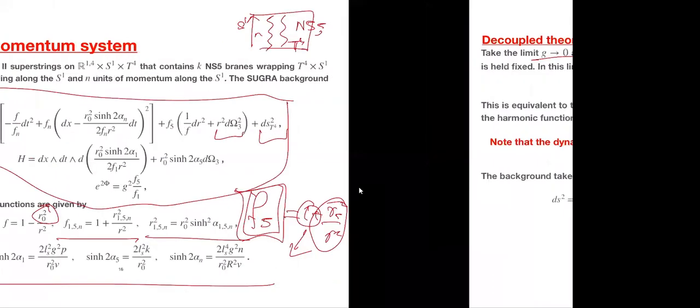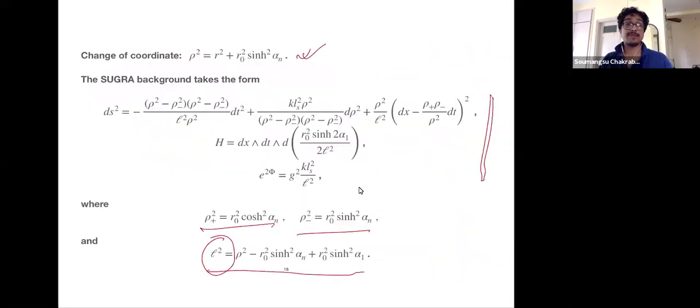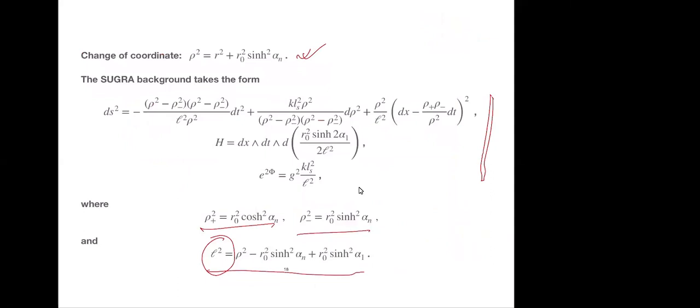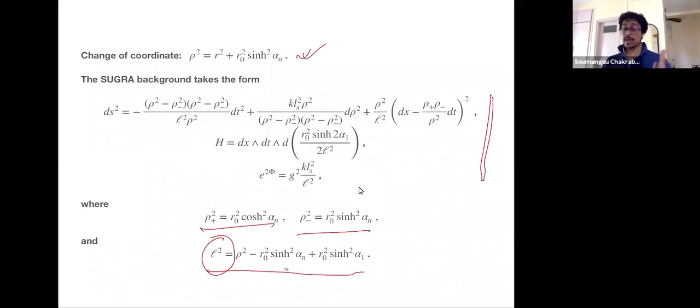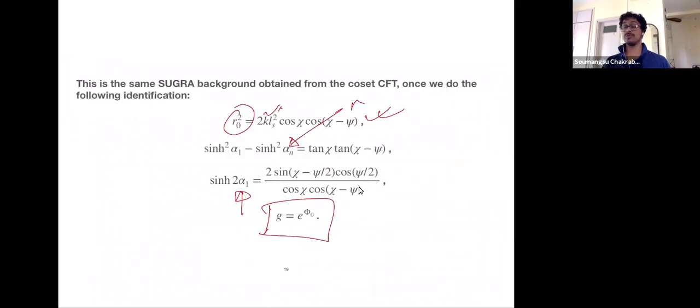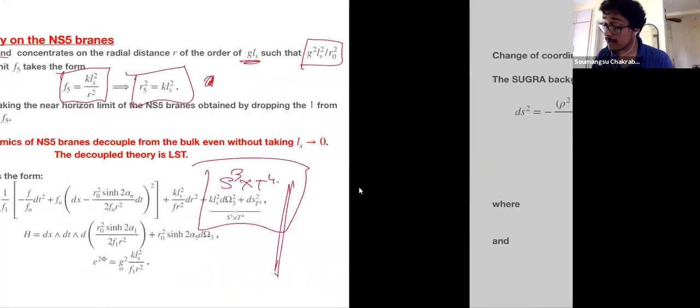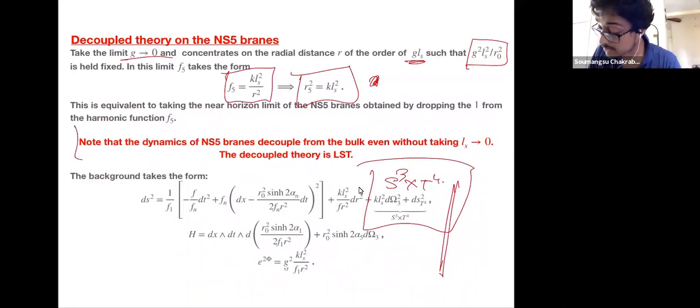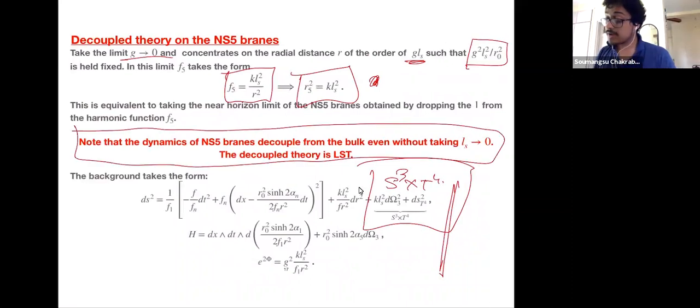And that's the decoupled theory of the NS5 branes. That's what you do. So forget about the F1 strings. If you have just NS5 branes and you want to look at the decoupled theory on the NS5 branes, that's what you do. And the funny thing about NS5 branes, which I forgot to mention, is that the dynamics of the NS5 branes decouples from the bulk even without taking alpha prime to 0.